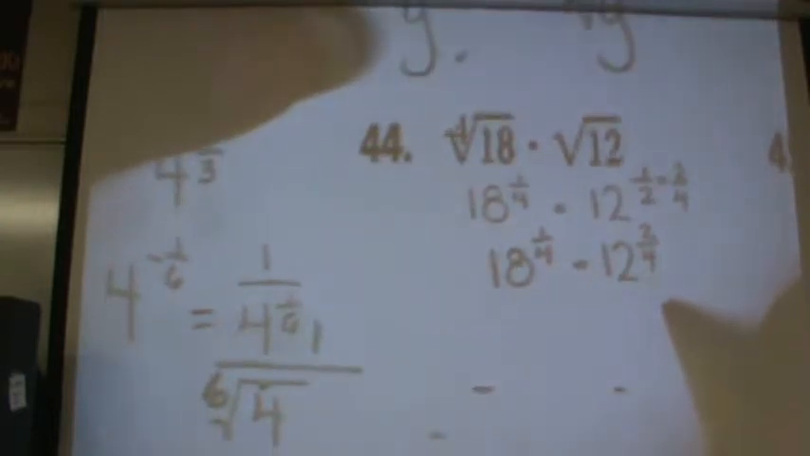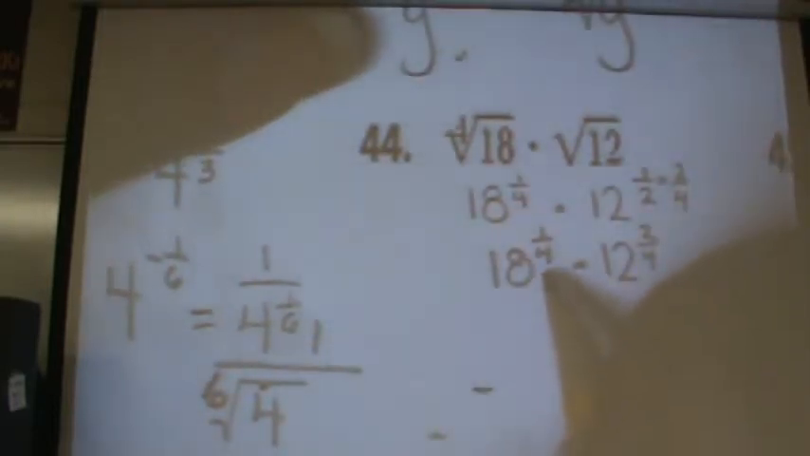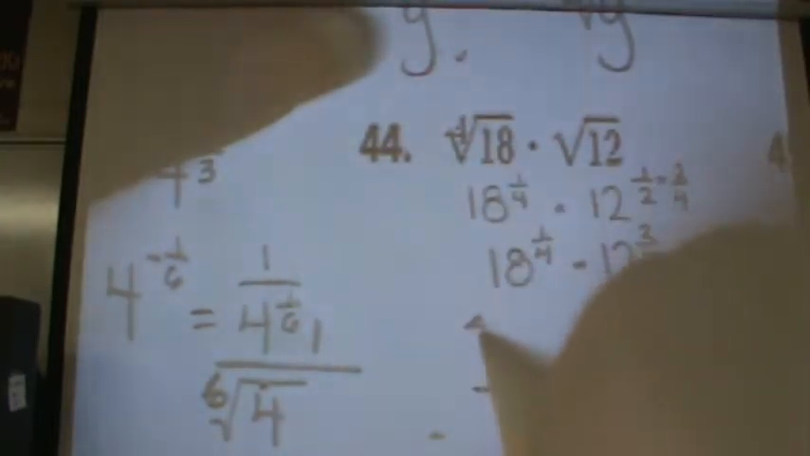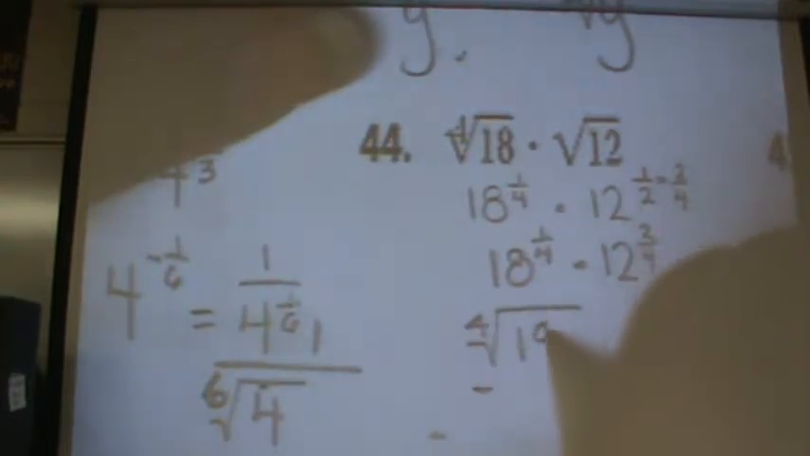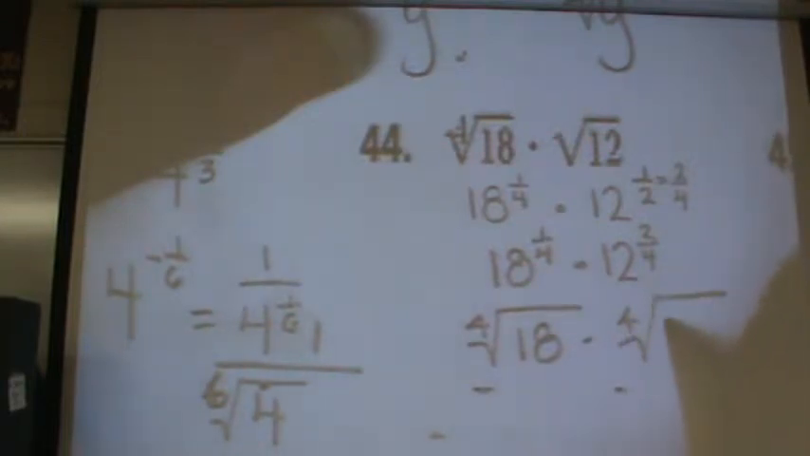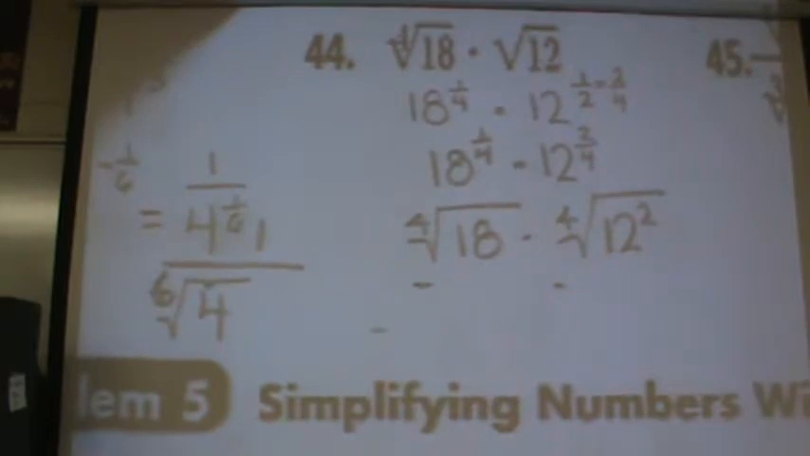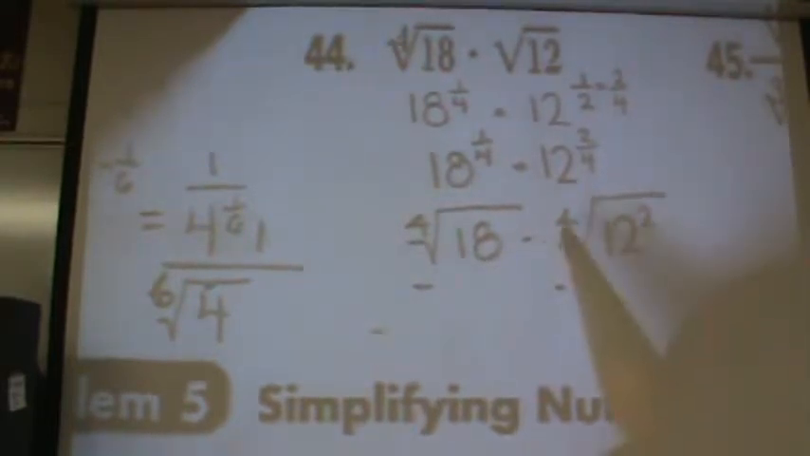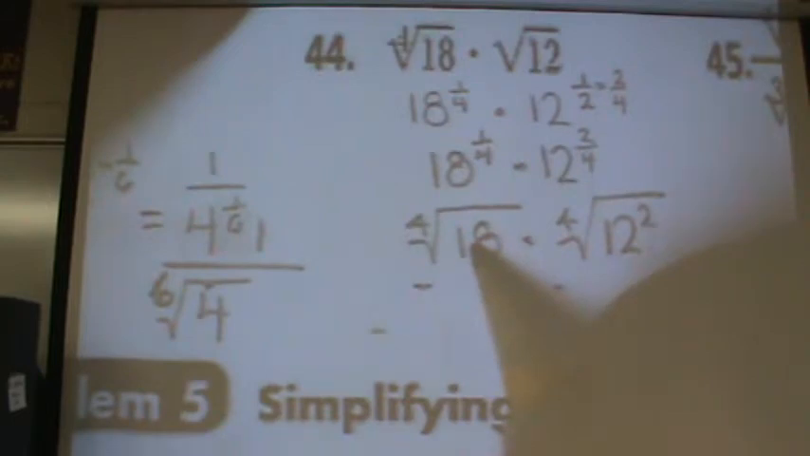Now, do you see something happening? I'm going to put this back in radical form. 4th root of 18 times, this is now going to be the 4th root of 12 squared. I was gonna say that it would be 18 to the 1/4 plus 2/4, and not plus. What are you going to do with these two numbers?